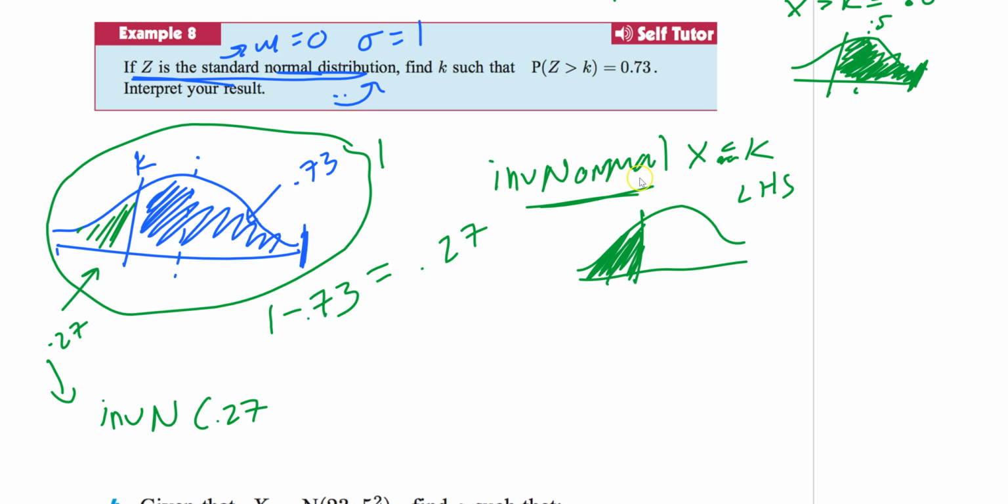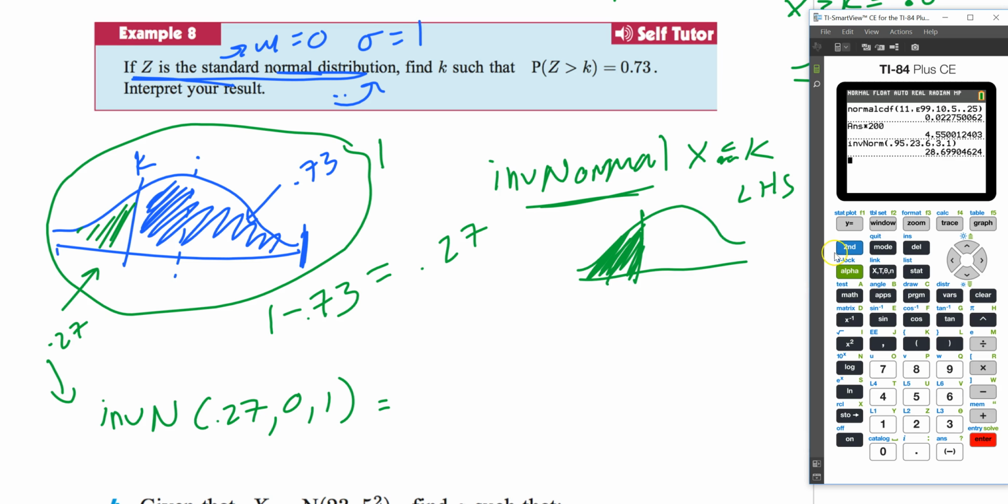So it's one of those things. And then, since they said standard normal, I'm going to use 0 and 1. Then I'm going to get my answer. Let's plug it in and see it. Alright, so again, I go back to second distribution. Go to invert normal. Again, I had to use the left-hand side, so in this case, it gave me the right-hand side. So I had to do a little mathematics.